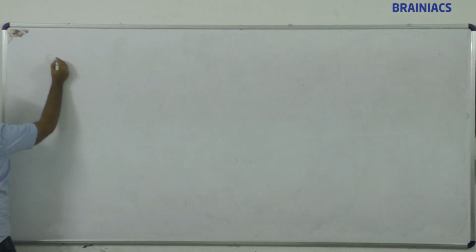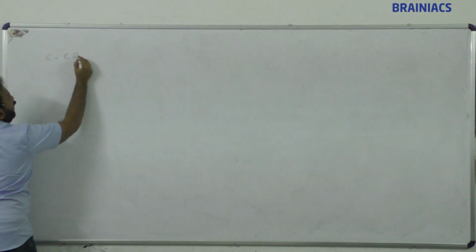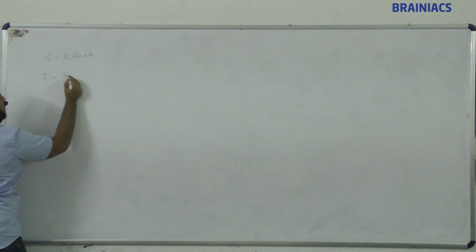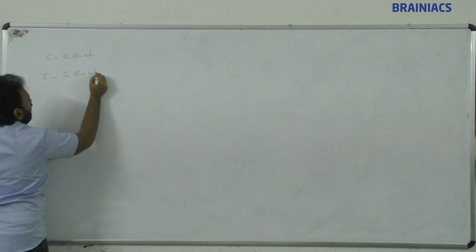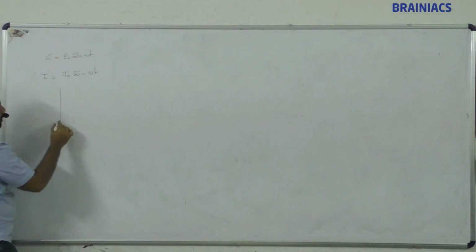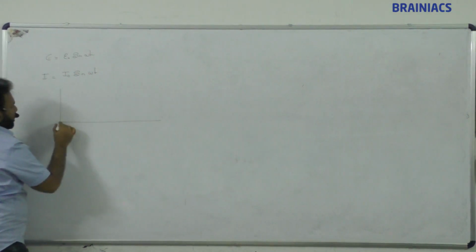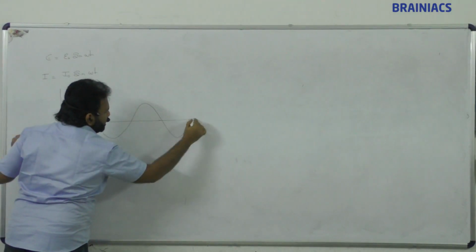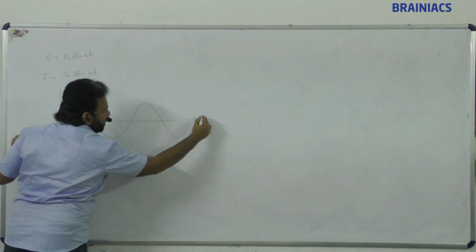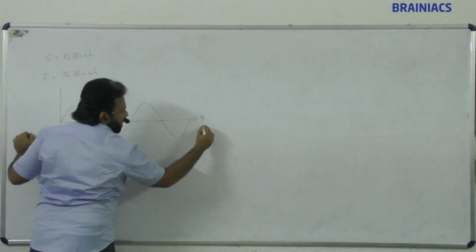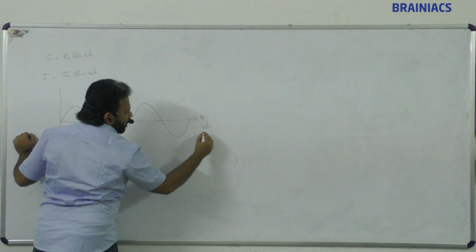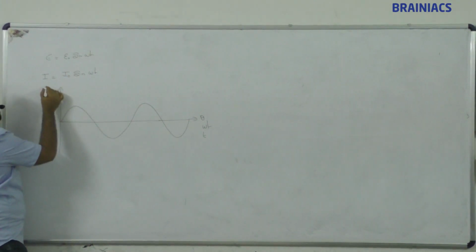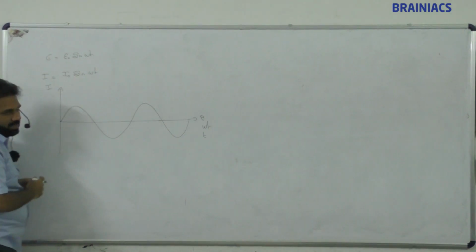Right, so E is equal to E naught sin omega t. I is equal to I naught sin omega t. When we draw this wave, this kind of appearance, this can be omega t, or nothing wrong if we write it in terms of t also, and this can be just I.